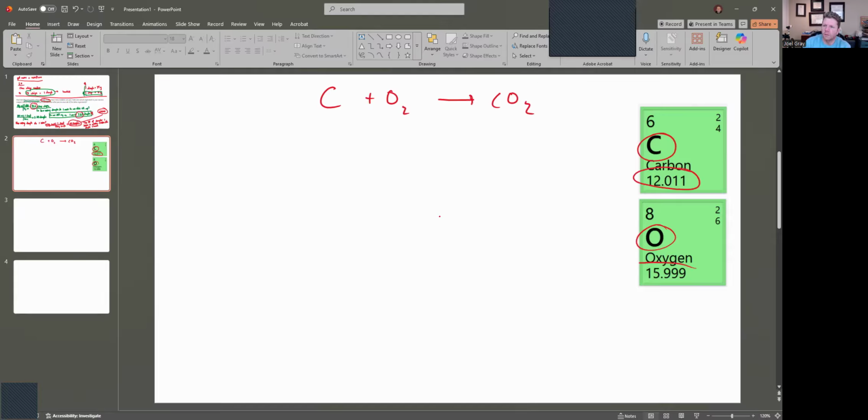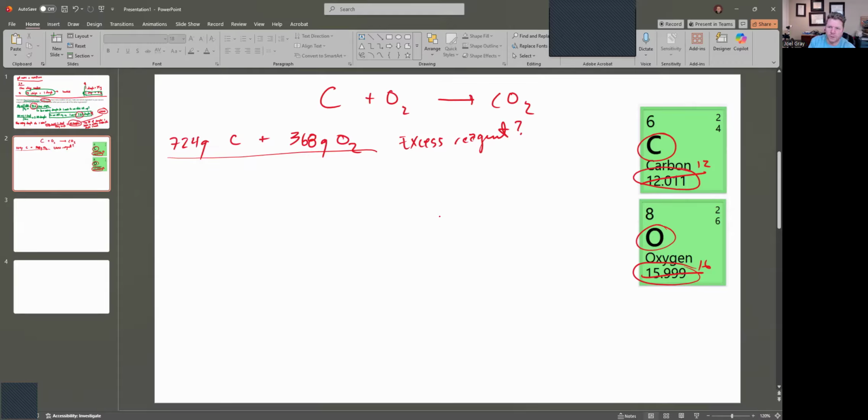12.011 and 15.999. I'm going to round that up to 16. I'm going to call this 12. I'm going to say you have 724 grams of carbon and 368 grams of O2. There's our amounts. Question is, which is the excess reagent?